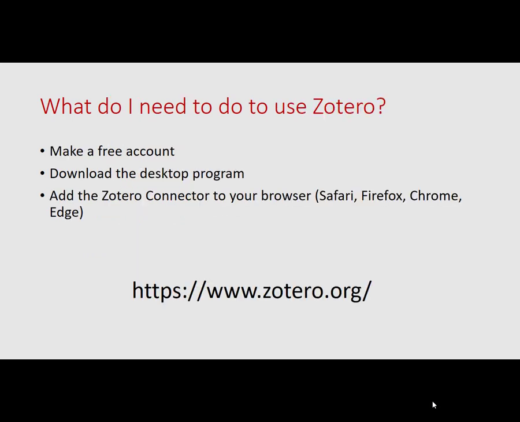To use Zotero, you just need to create a free account on their website, download the desktop program, and add the connector to your browser. All of the links to download these are available on the Zotero website. There are also help sheets available from the library to assist you with setup.